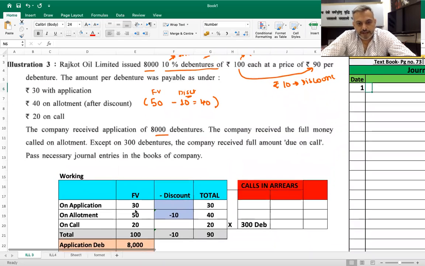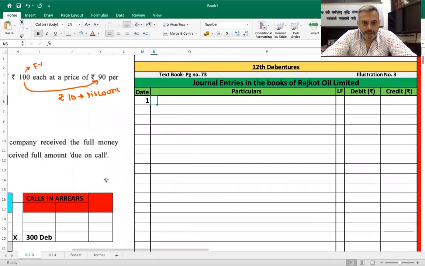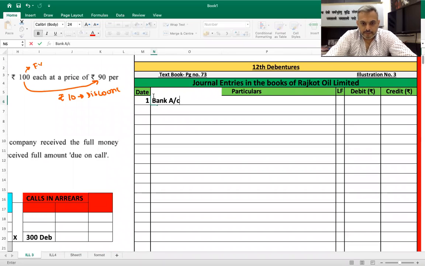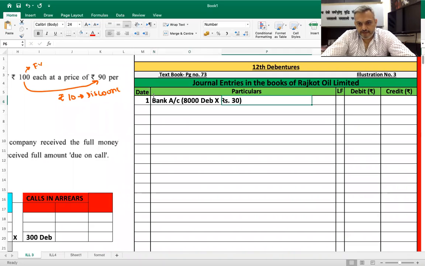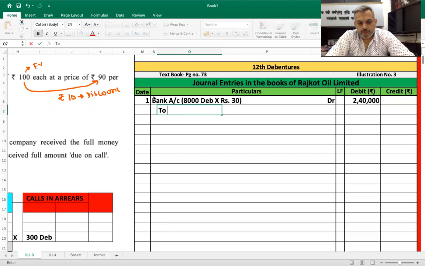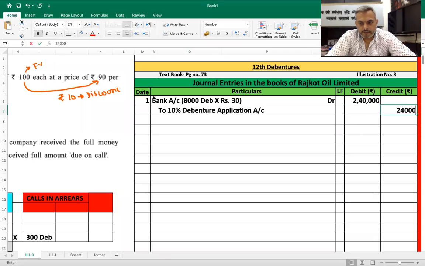So we are receiving 30 per debenture. So first entry is bank account debit, in the bracket 8,000 debentures into rupees 30 per debenture, 2,40,000, to 10% debenture application account, 2,40,000. Narrations you have to write on your own later.